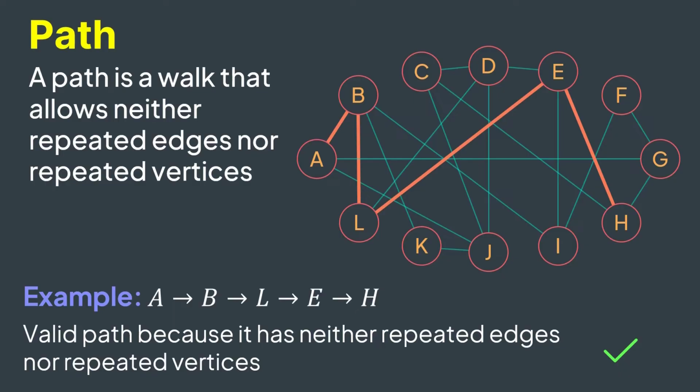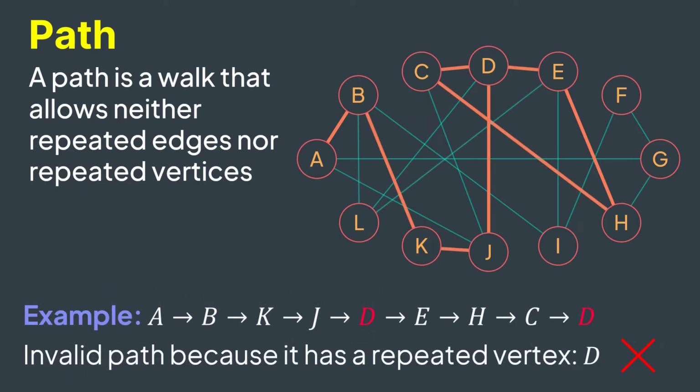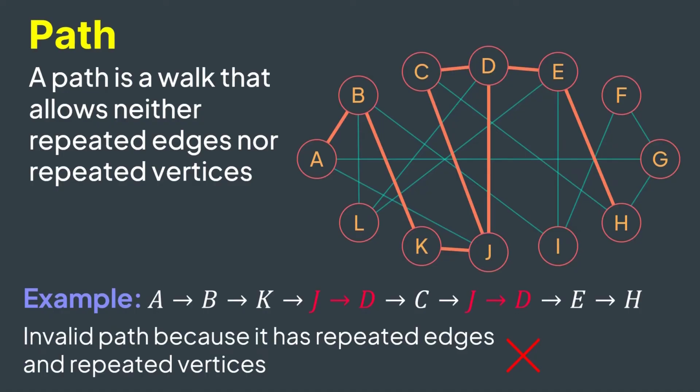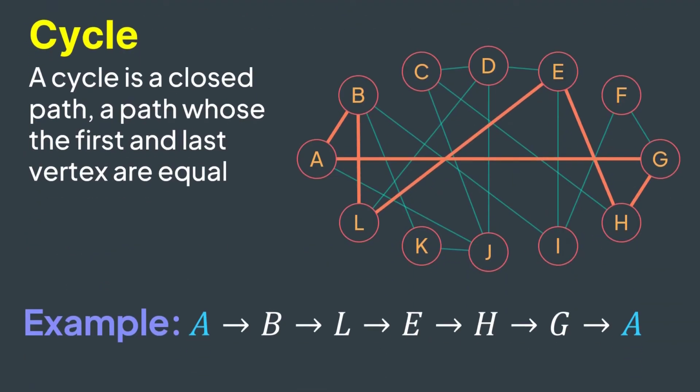For example, this one is a path, this one is not a path because it has a repeated vertex, and same thing for this one, not a path. We also have the concept of cycle, very important. A cycle is a closed path, a path where the first and last vertex are the same. Even if it doesn't respect the condition of having no repeated vertices, an exception is made for the first and last vertex. So a cycle is a walk with no repeated edges, no repeated vertices, except for the first and last one.